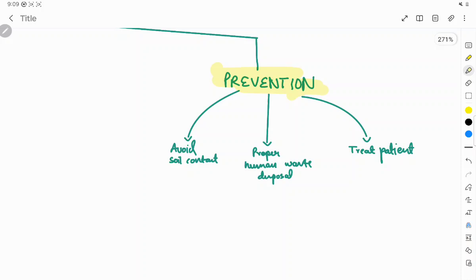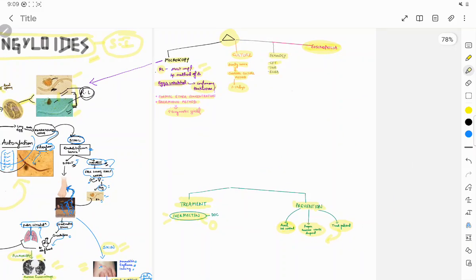Prevention is better than cure, as we know. We need to avoid soil that is contaminated. We need to have proper human waste disposal so that the soil is not contaminated again, and we need to treat the patient to decrease the contamination of soil and prevent the transmission of the disease. So this was bits about Strongyloides.